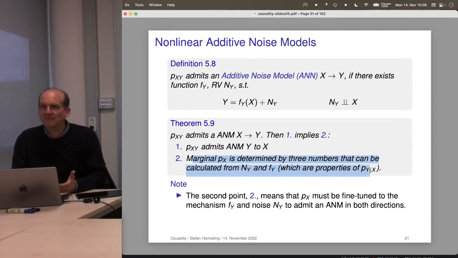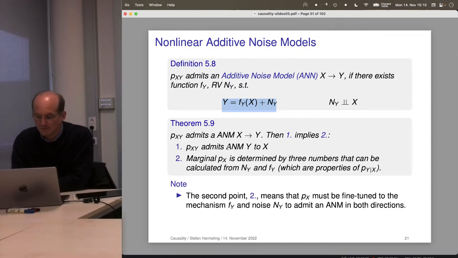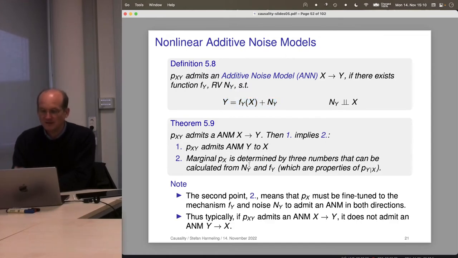But so far, this is already something useful, because if we have an additive noise model, then in principle we can infer the causal direction, which was unknown like 20 years ago. People were thinking with two variables, we have no chance, okay? However, it's a bit technical, this thing down here.